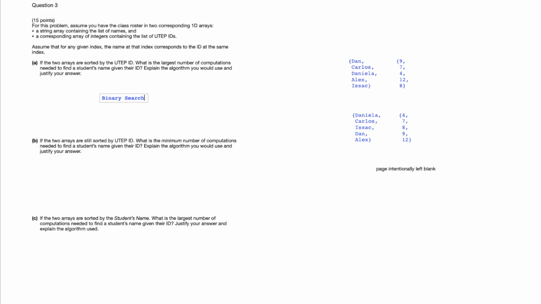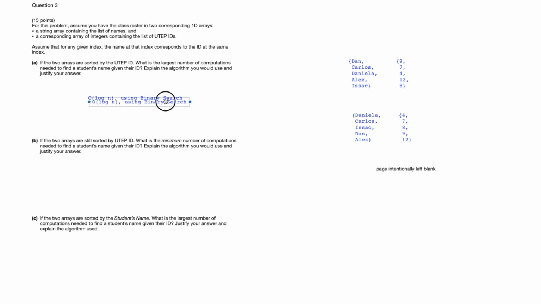So we know we can use binary search, and what's the largest number of computations that we would need to do that? Well, in this case, it would be log of 5, but in most cases, it's log of n, right? Using binary search. That's the worst case running time of searching for an element in a sorted list, right? And because we're looking for the ID and it's sorted by ID, we can use binary search.